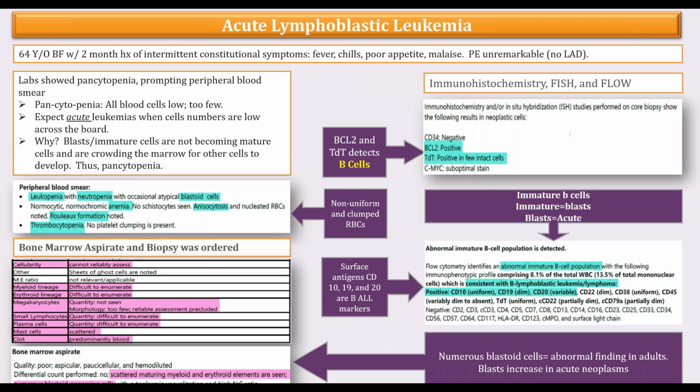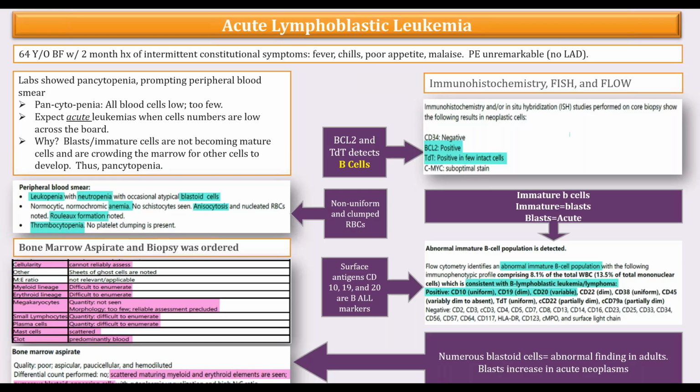We have the megakaryocytes also here not seen, so hence thrombocytopenia. So those megakaryocytes aren't developing and pushing out platelets that we would expect to see in the peripheral blood. So thrombocytopenia, okay, we would expect that. That tracks as well. Lymphocytes and plasma cells are also difficult to enumerate. Mast cells are scant and scattered.